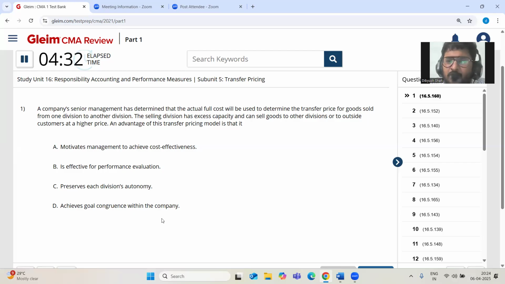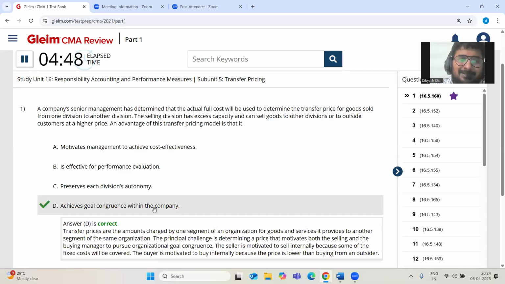Preserves each division's autonomy. Autonomy means independence. No, independence is not preserved. Senior management has already decided the price. So A, B, C, all are wrong. D has to be the answer. Achieve goal congruence within the company.